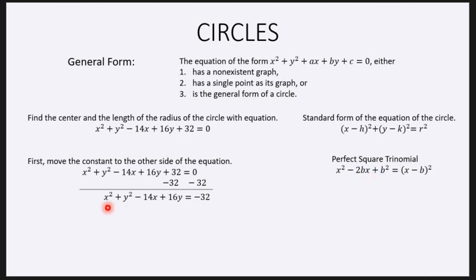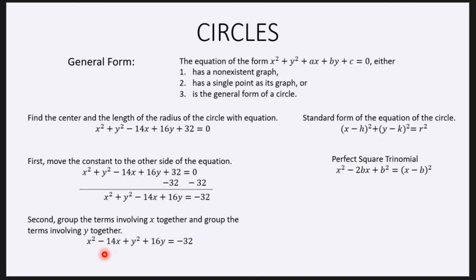So what I'm going to do is regroup everything on the left side, grouping everything that has an x in it with everything else that has an x, and grouping the y's together also. So I'm going to regroup so that the x squared and the minus 14x go together, and the y squared and the plus 16y go together. That way I can complete these perfect square trinomials on the left side.